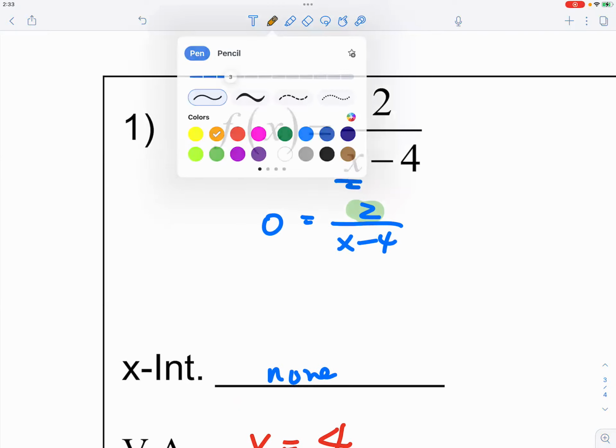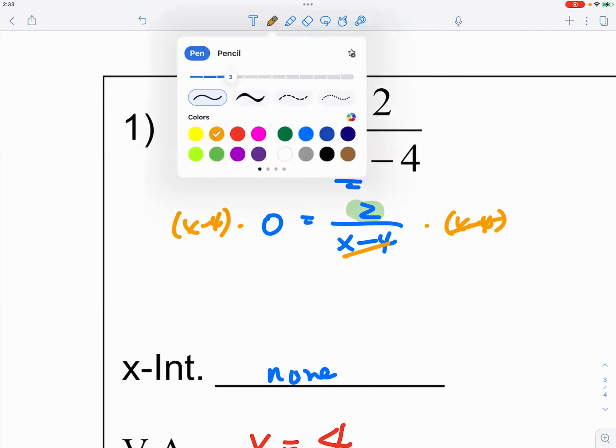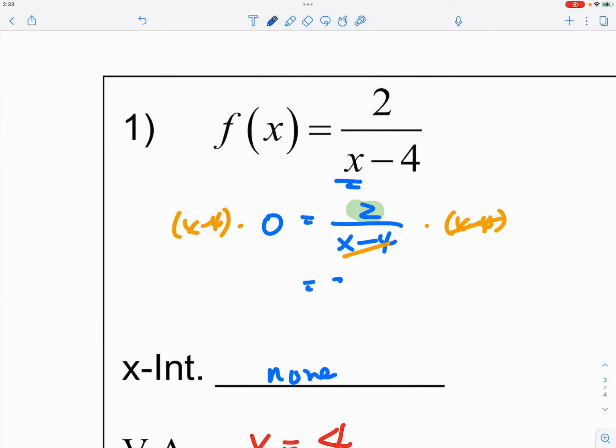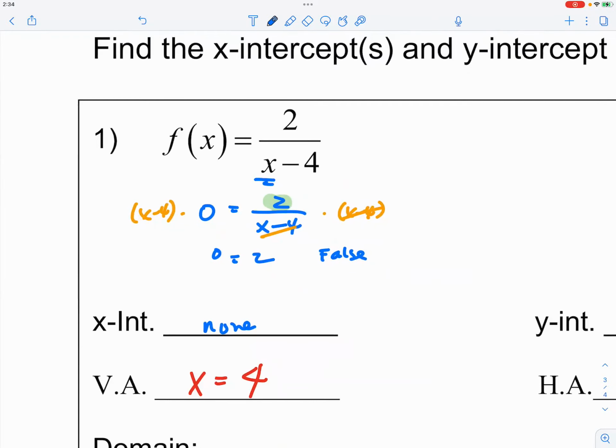Now, the other way to explain it is that you may think about multiplying both sides by the denominator. And then, well, you have 2 on the right. What you have on the left is still 0. What is 0 equal to 2? It's a false statement. It's not true. That means there's no x value to ever make this true. That also brings you to the same conclusion for the x-intercept: it's none.